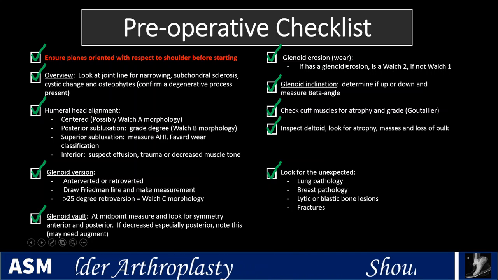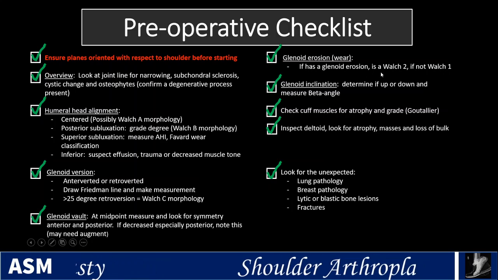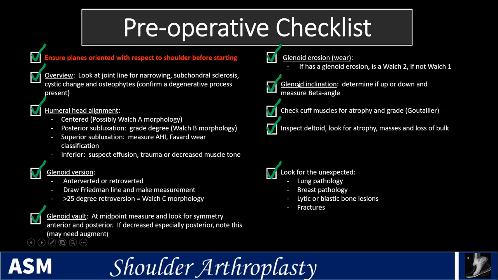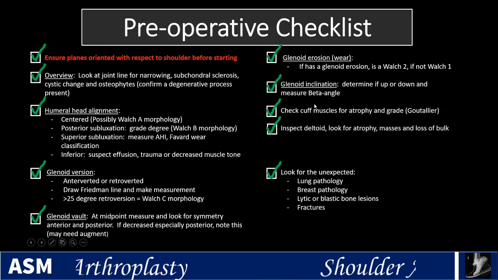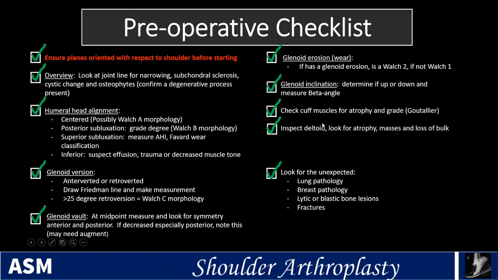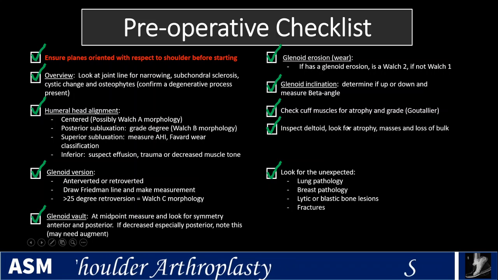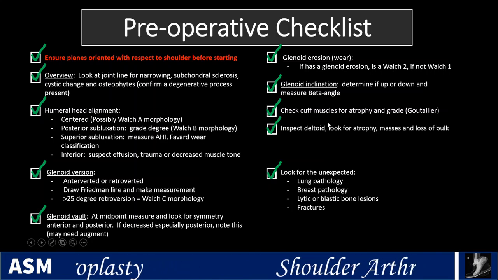If there is wear, erosions, you want to note if there's erosive change, if it looks like it's a Walsh 2 type pattern. Look at glenoid inclination, determine if it's up or down, measure the beta angle. Check the muscles of the rotator cuff for atrophy and grade it with a Goutallier classification. Look at the deltoid, look for atrophy, look for masses and bulk. This is important. If the deltoid is completely out, it's going to make it hard to do a reverse.